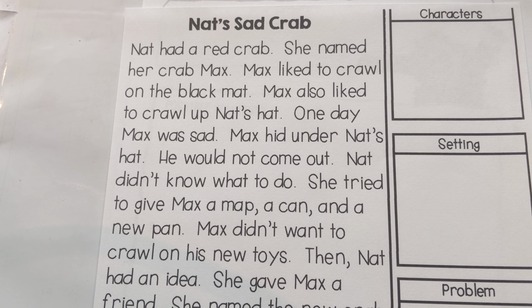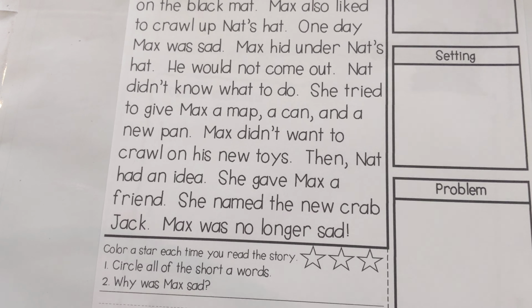One day, Max was sad. Max hid under Nat's hat. He would not come out. Nat didn't know what to do. She tried to give Max a map, a can, and a new pan. Max didn't want to crawl on his new toys. Then, Nat had an idea. She gave Max a friend. She named the new crab Jack. Max was no longer sad.